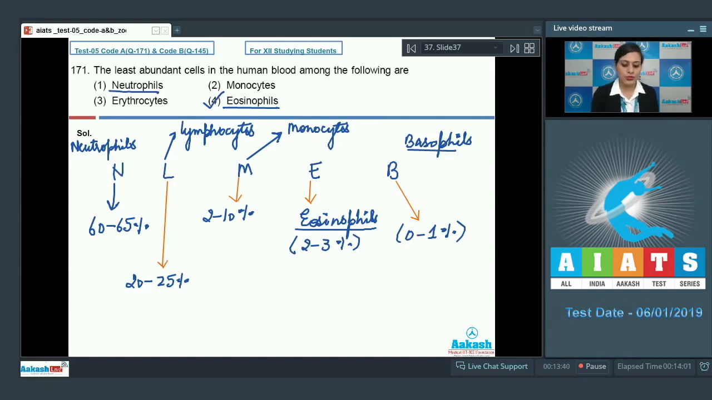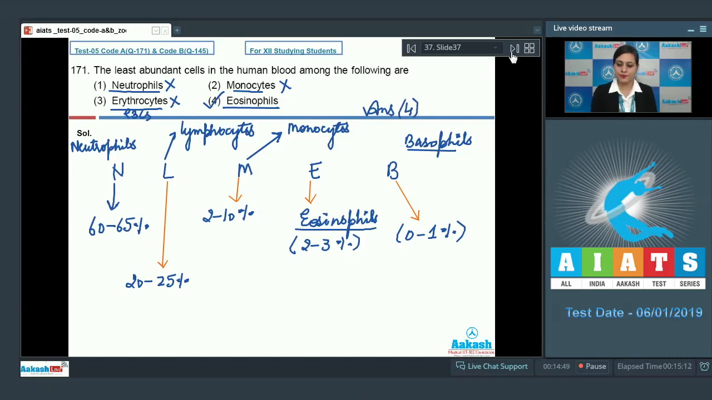The very first option given is neutrophils, and this is an incorrect option. Neutrophils are the most abundant leukocytes in the human blood. The next option given is monocytes, and this is an incorrect option. Monocytes are not the least abundant cells in human blood. And the next option given is erythrocytes, and this is an incorrect option because RBCs are the most abundant cells in the human blood. They are about 5 to 5.5 million per cubic millimeter of blood. On the other hand, leukocytes or WBCs are near about 6,000 to 8,000 per cubic millimeter of blood. So the correct answer to this question is option number 4.